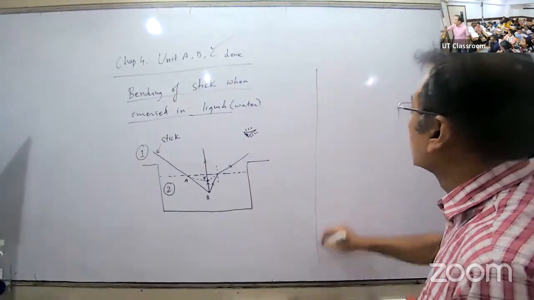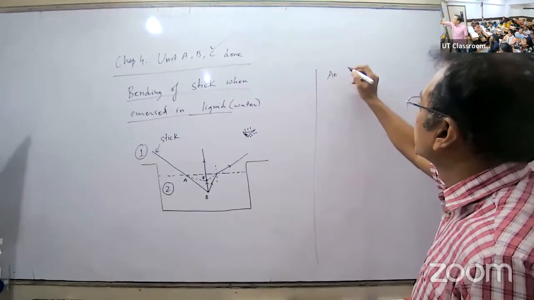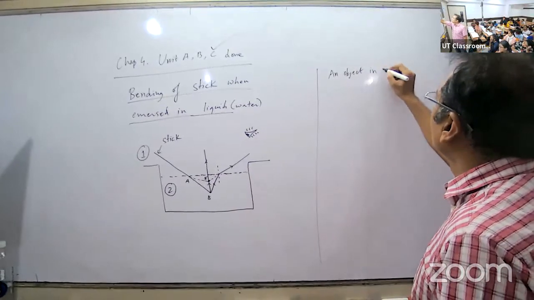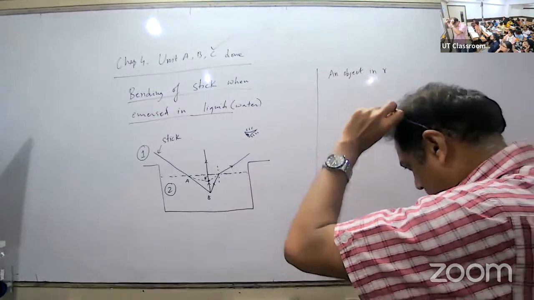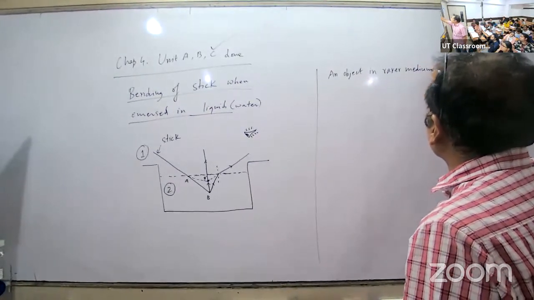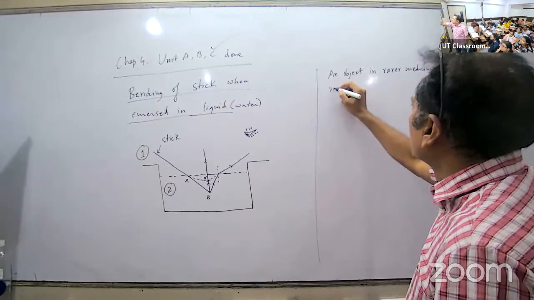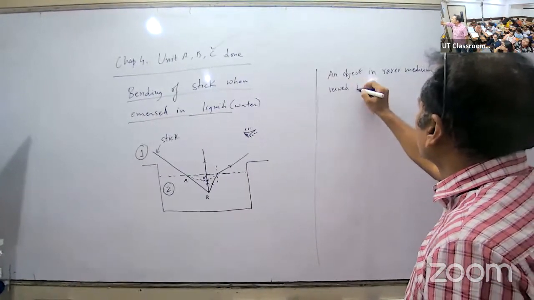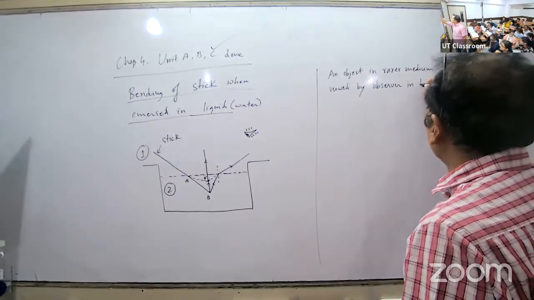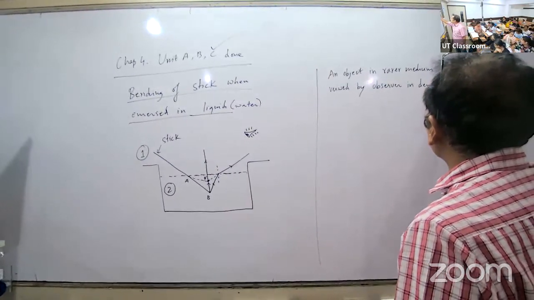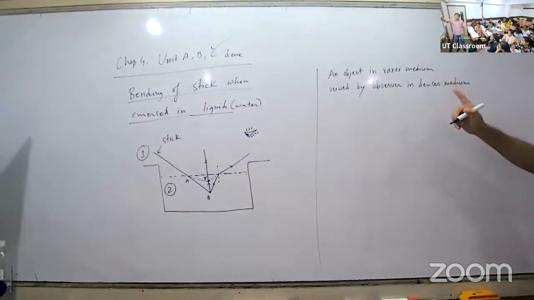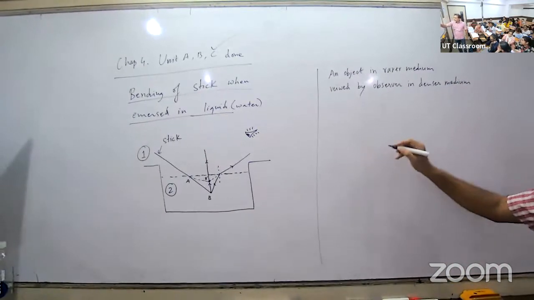Suppose an object in the rarer medium is viewed by an observer in the denser medium. ठीक है? ऑब्जेक्ट कहाँ पे है? रेयर मीडियम में. अब देखो उल्टा सीन हो गया.